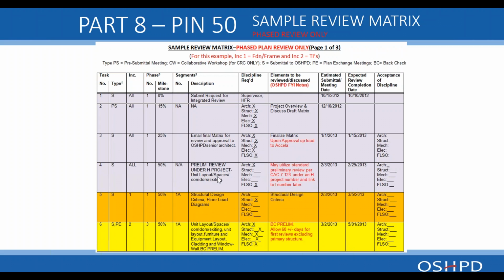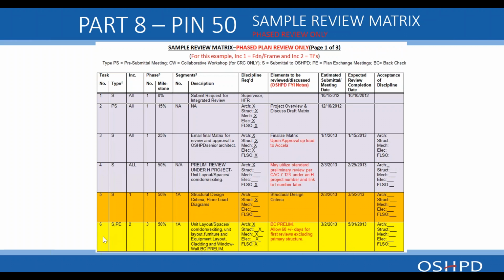So it's possible to submit prior to doing a phased or any submittals, even a year in advance, to do a preliminary review of the project and get some initial feedback prior to moving forward with the design. That was done in this sample. And then task number 5 is the submittal of the structural design criteria and floor loading diagrams.